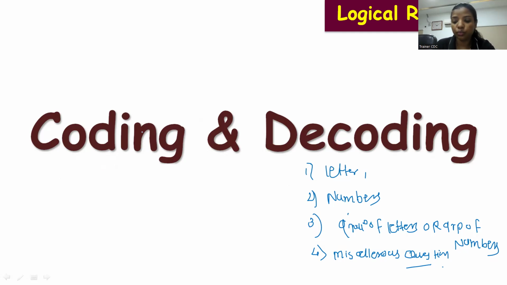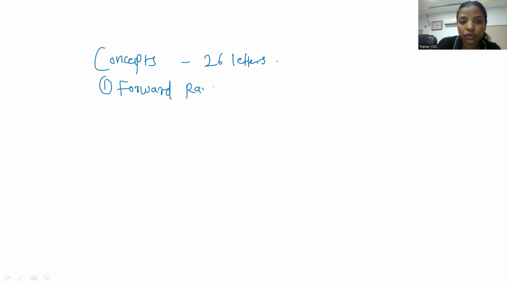Okay. Now, let's move to the concepts of coding and decoding. Now, in concepts, we know that in English language we have total how many alphabets? We have total 26 letters, right? Or alphabets. Now the first concept here you should know is the forward rank for each and every letter from 26 alphabets. Now, remembering letters for 26 alphabets is quite difficult, right? First four letters A, B, C, D. We can easily remember it is 1, 2, 3, and 4.